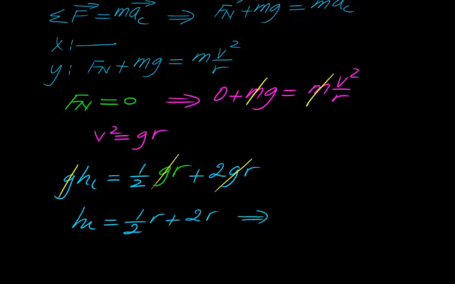The total is going to equal 2.5 r, and this is the minimum height that the mass can have so that it barely negotiates the top of that loop. If the height is lower than 2.5 r, the mass will lose contact before reaching the top of the turn.